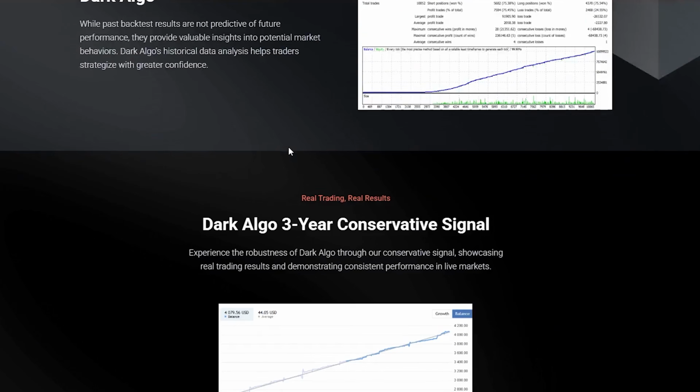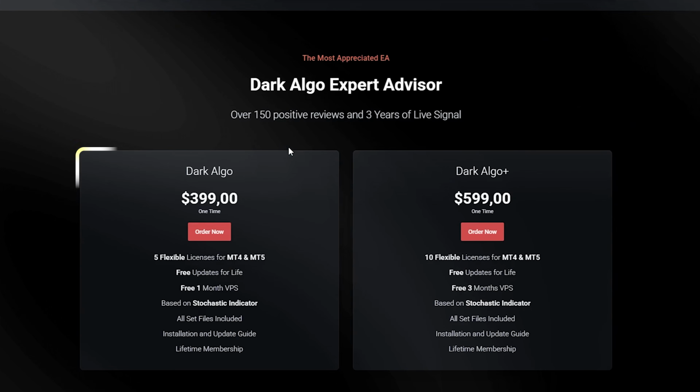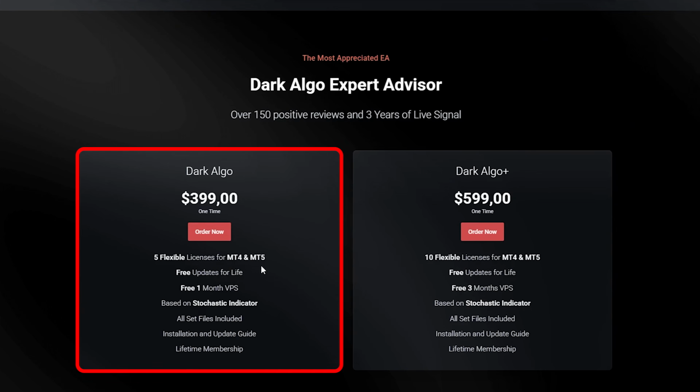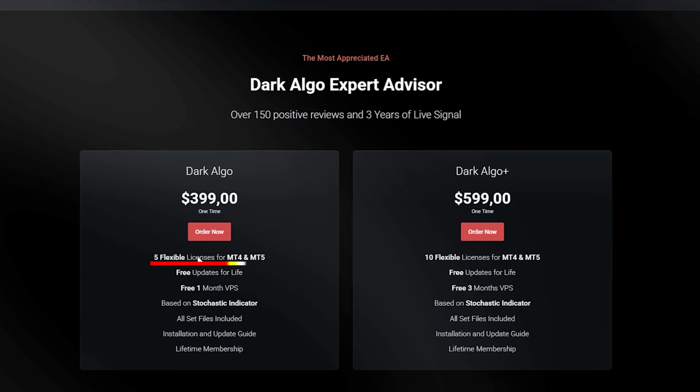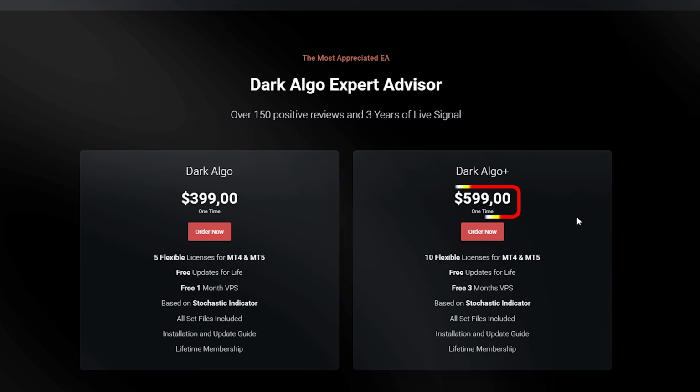But you can see that all of the information you need is here, and what's very cool about this developer as well is that you can actually buy the Dark Algo for 5 licenses, so that'll be for demo or live accounts, or you can buy it for 10 licenses, which is $5.99.